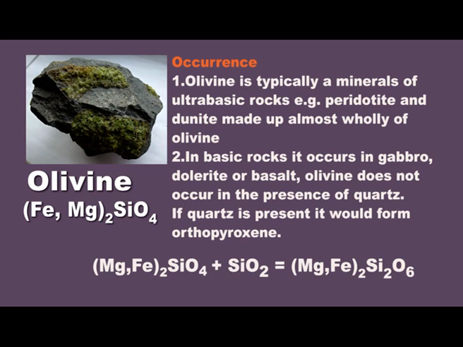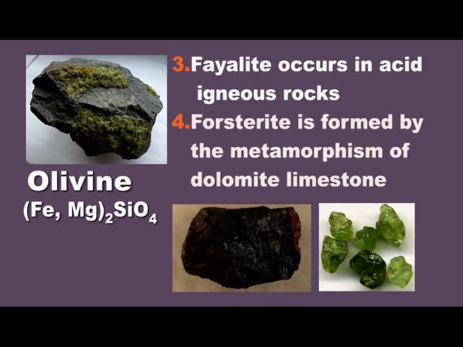Olivine does not occur in the presence of quartz. If quartz is present, it would form orthopyroxene. The reaction is (Mg,Fe)2SiO4 plus SiO2 gives rise to (Mg,Fe)2Si2O6. Fayalite occurs in acid igneous rocks. Forsterite is formed by the metamorphism of dolomitic limestone.